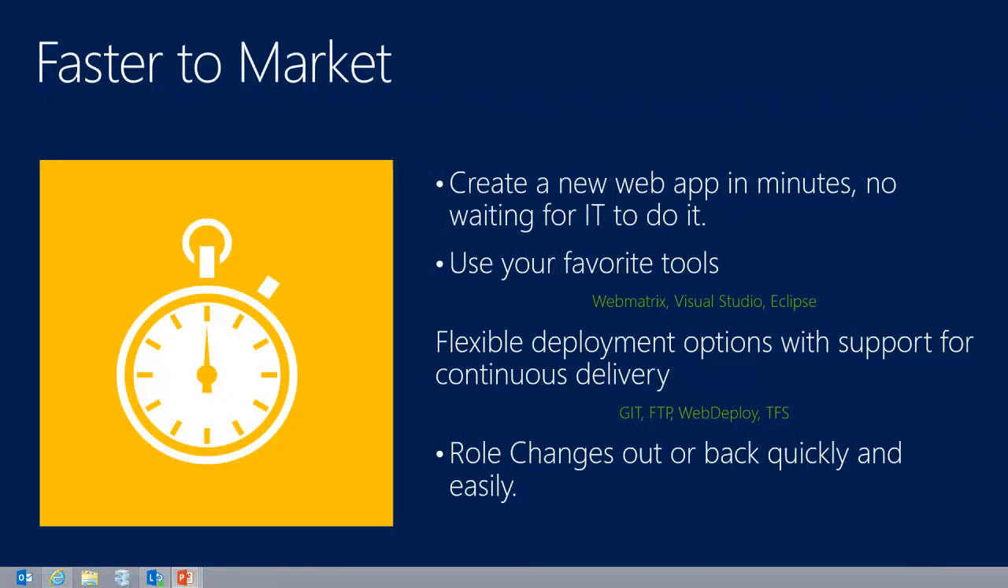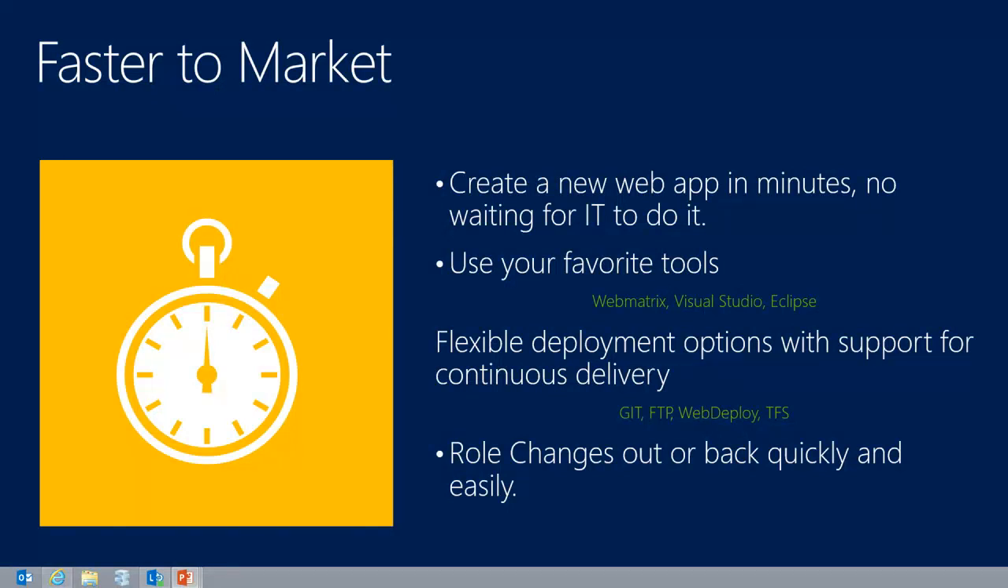Anyway, faster to market, pretty straightforward. This is the canonical PaaS value proposition. The idea that you can deploy your infrastructure very quickly. You have flexible deployment options in terms of Git, FTP, Web Deploy, TFS. Obviously, you've got a variety of tools you can use in terms of your development experience. Really, I think this becomes really interesting when you start talking about the on-premise offering, right? I mean, you typically associate faster deployment with the cloud, so on and so forth.